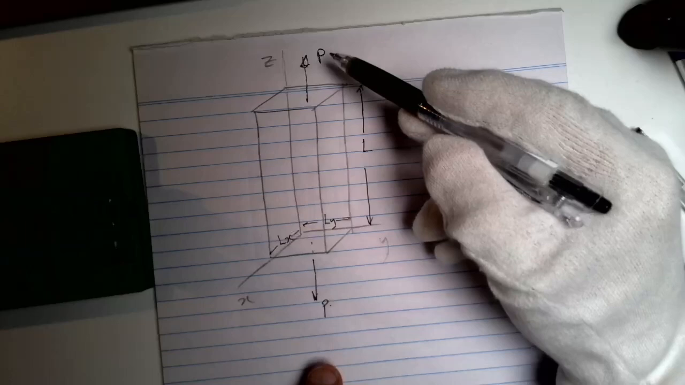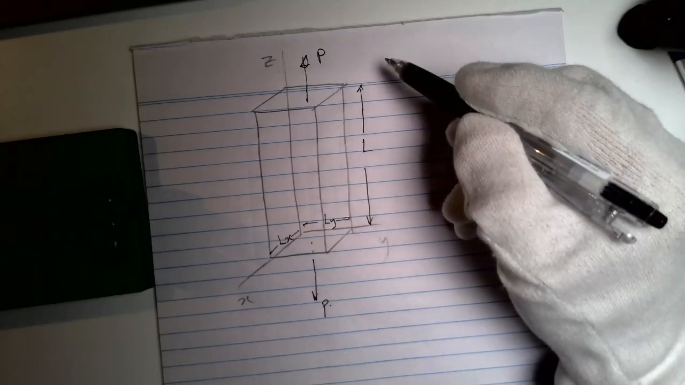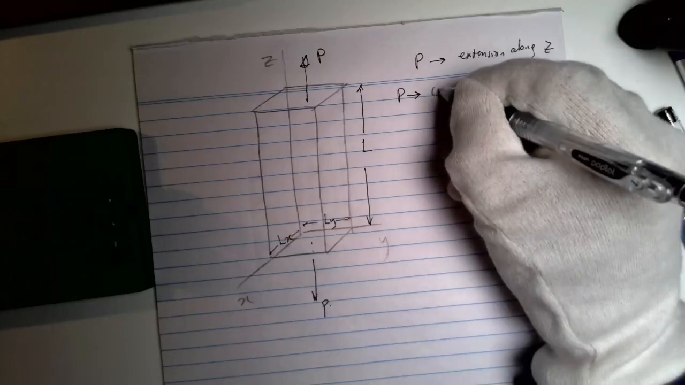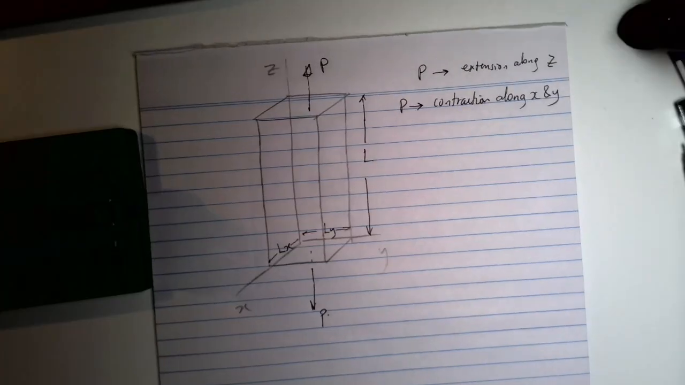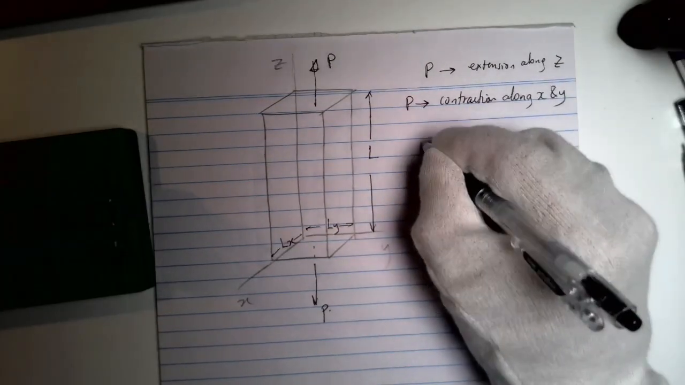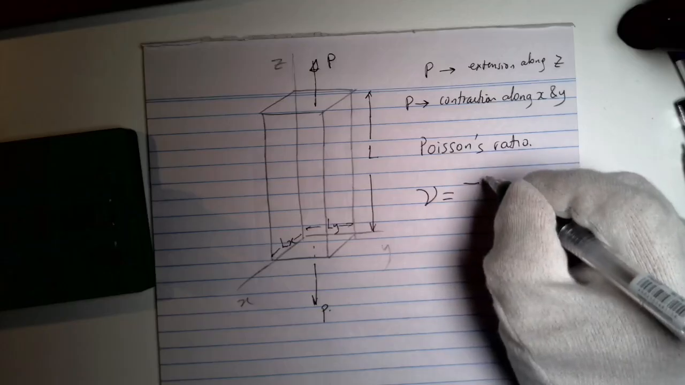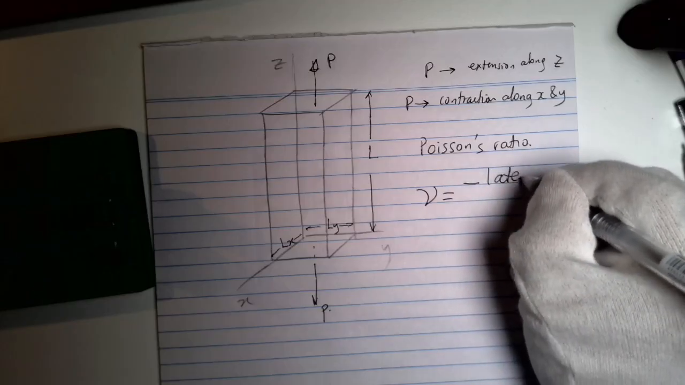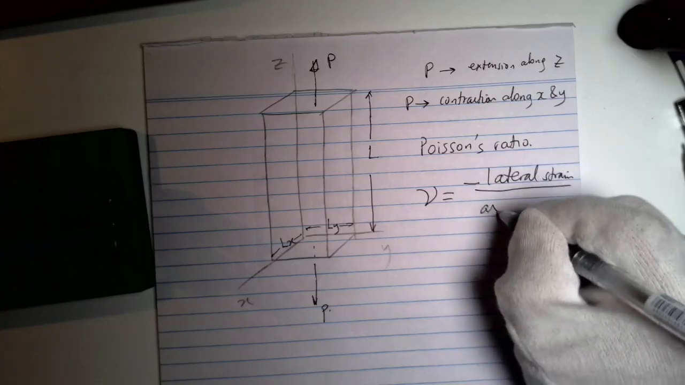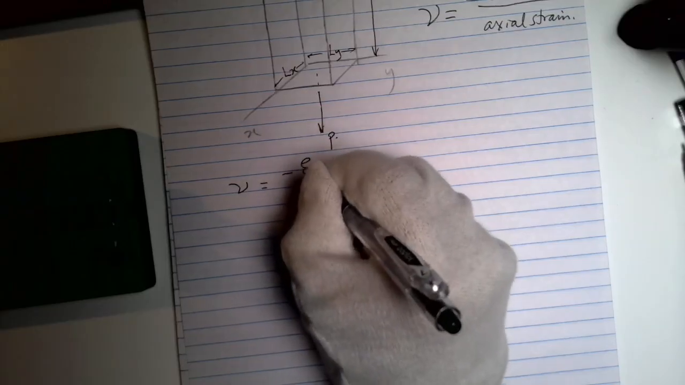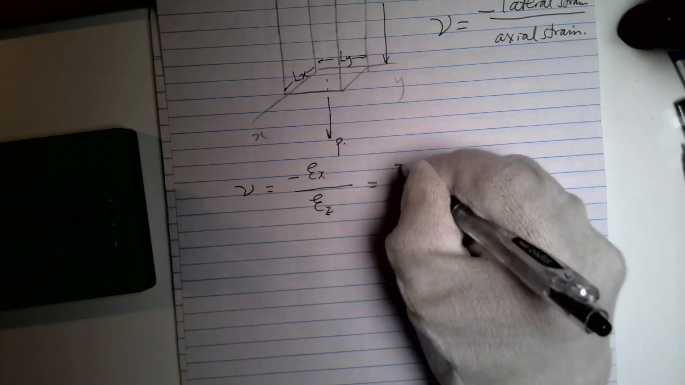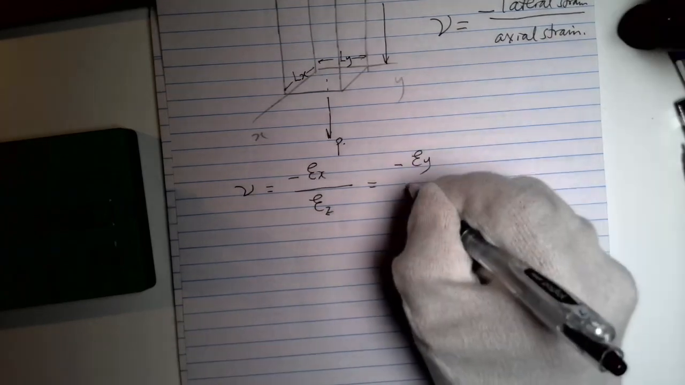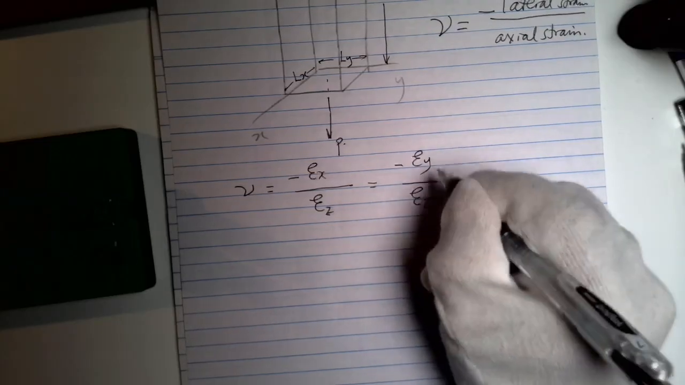When we apply force P, there will be an extension along Z, but it will cause contraction along X and Y, the lateral dimensions. This leads to the definition of Poisson's ratio, which relates the lateral strain to axial strain: minus lateral strain divided by axial strain. What are the lateral strains? Minus epsilon x divided by axial strain epsilon z, which is equal to minus epsilon y divided by epsilon z.